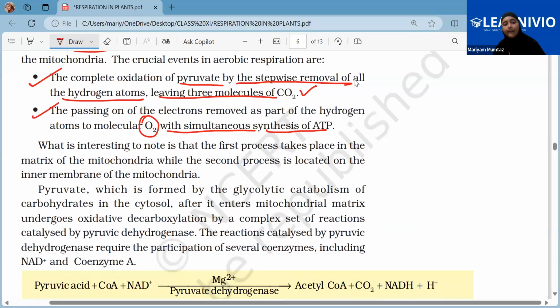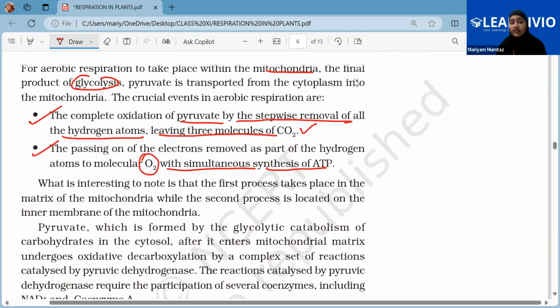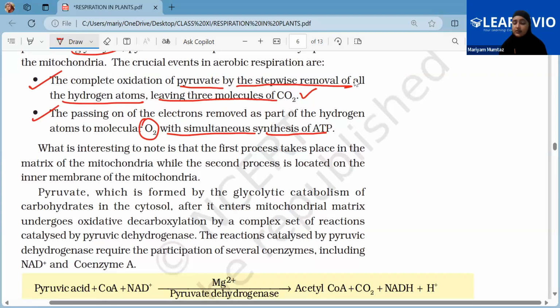Now, the first process wherein the hydrogen atoms are being utilized, or you can say removed, takes place in the matrix of the mitochondria. Because if you remember, we studied in the cell chapter, the mitochondria has a double membrane. One is the outer, one is the inner. The inner one encloses the matrix. And the second process is located on the inner membrane of the mitochondria. So both of these processes, which are part of aerobic respiration, happen in the mitochondria, but there will be different sites. Any doubts up until now?